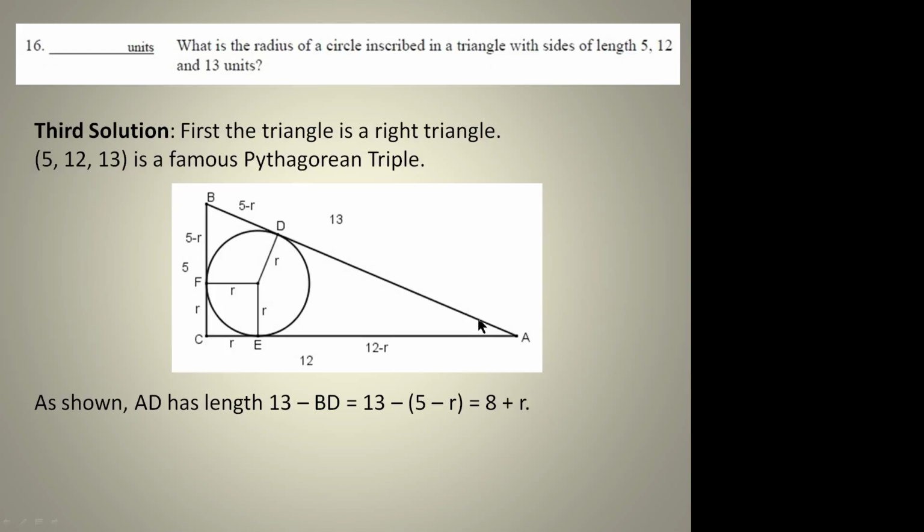Then for side AD, the total is 13. So AD is 13 minus (5 minus R), and that will be 8 plus R. But AD is the same as AE. So that means 8 plus R is the same as 12 minus R. This gives you R equals 2, because you move this to the left side, you get 2R, and you move this 8 to the right side, you get 12 minus 8, which is 4. 2R equals 4, and this gives you R equals 2. Very simple.